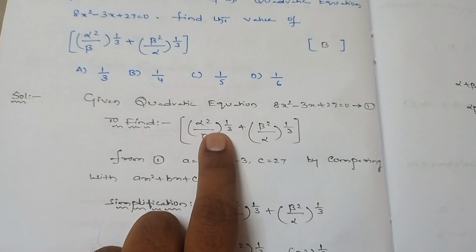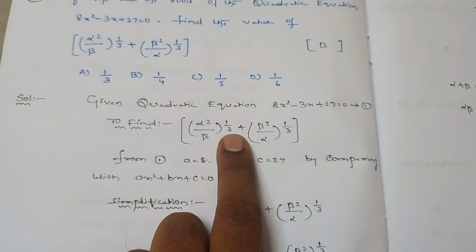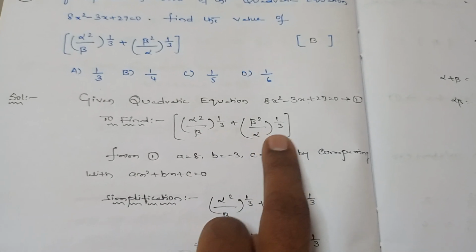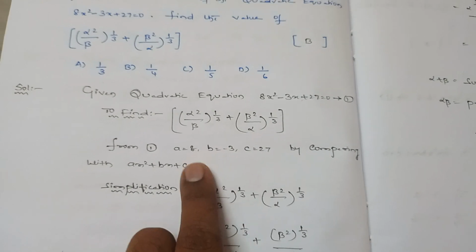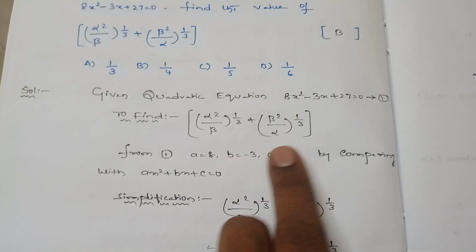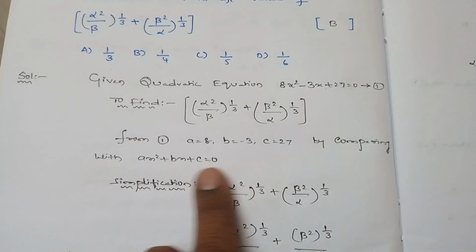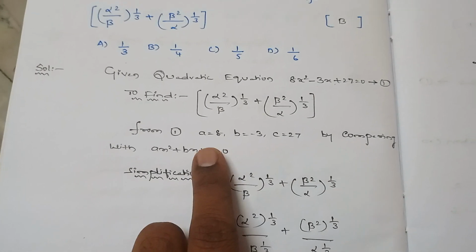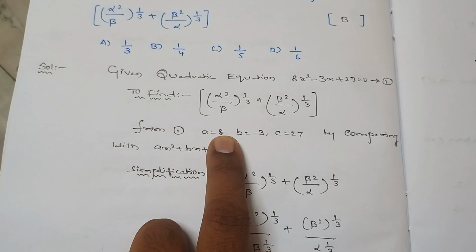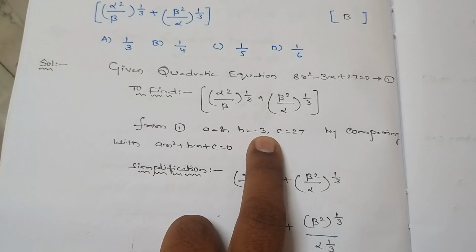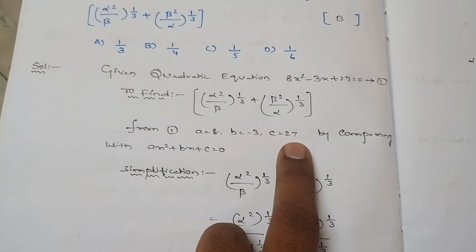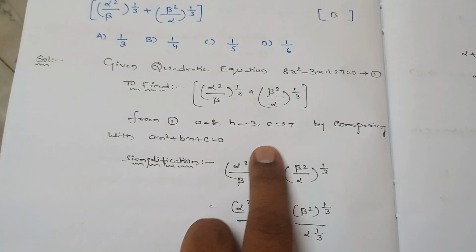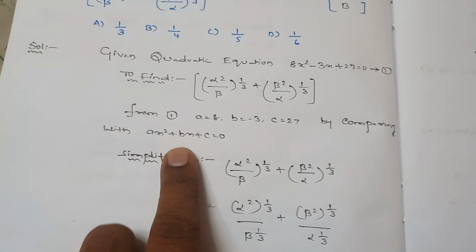We need to find (alpha square by beta) whole to the power of 1 by 3 plus (beta square by alpha) whole to the power of 1 by 3. So first compare the given quadratic equation with ax square plus bx plus c and find the coefficients. The coefficient of x square is 8, the coefficient of x is minus 3, and the constant c value is 27. Okay, this step you keep aside guys.